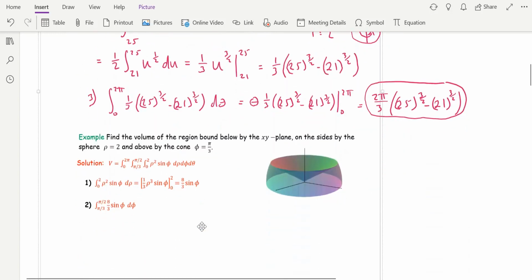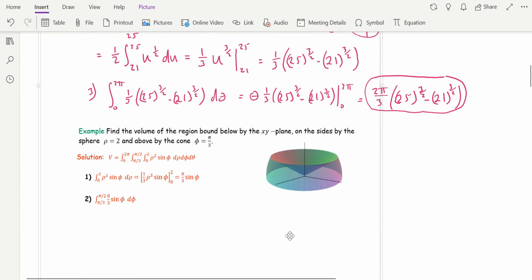Next one. Again, I've done the setup, but I'm going to explain to you how I did it. Find the volume of this, I don't know, it looks kind of like a lifesaver with an odd shaped inside. It's bound on the sides by the sphere, rho equals 2, and above by the cone, and you're only seeing part of the cone here, phi equals pi over 3. So let me explain.